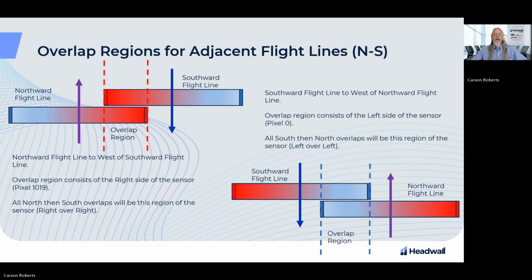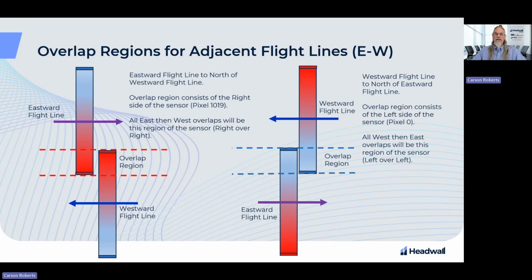If I first fly north, then south, the overlap is going to be on the right side of the image. Remember, that was pixel 1019. If I have a southward flight line followed by a northward flight line, then the overlap is going to be on the pixel 0 side. And so if all these issues were due directly to non-uniformity, maybe it would be enhanced in one region and suppressed in another. And then similarly, if I'm flying east-west, again, my overlap region is either right side or left side.